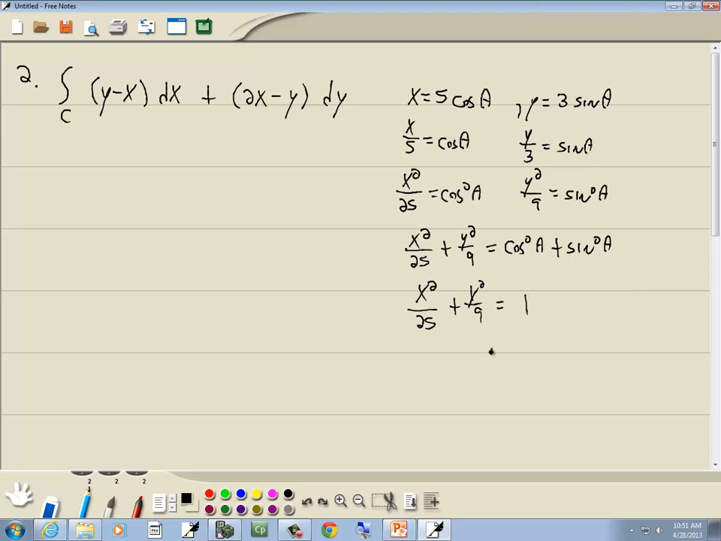Well, this is an ellipse. Since it says 25 here, the square root of 25 is 5, so it goes out 5 this way: 1, 2, 3, 4, 5. It goes out 5 this way, like that. Then 3 this way and 3 that way. So our graph is going to look like that.